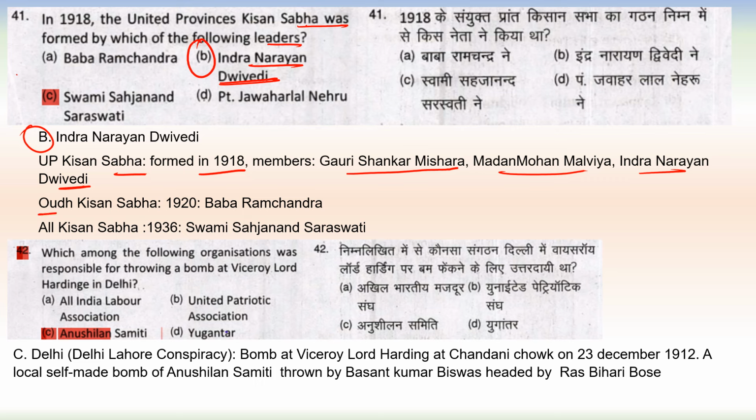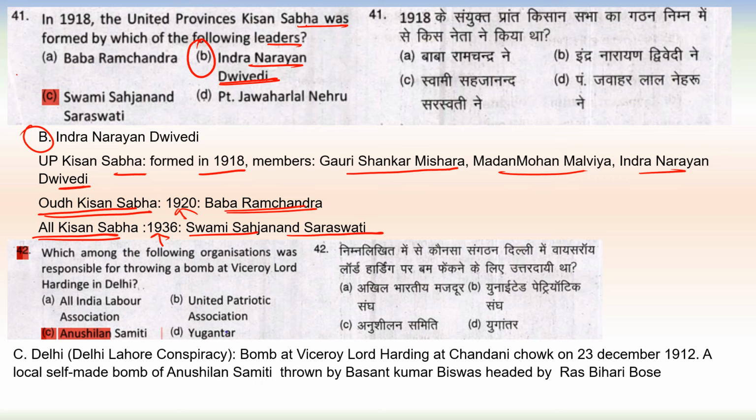Awadh Kisan Sabha, formed in 1920 by Baba Ramchandra. All Kisan Sabha, this is formed in 1936 by Swami Sahajanand Saraswati. Sorry. UP Kisan Sabha formed in 1918. Awadh Kisan Sabha formed in 1920. All Kisan Sabha, that was formed in 1936.